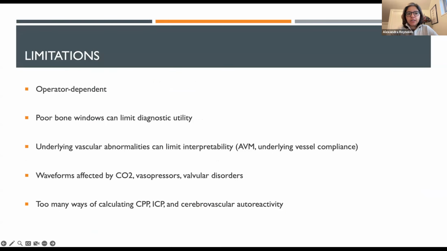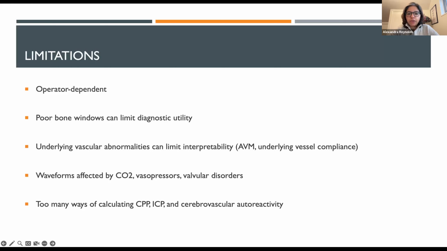Again, limitations: TCDs are operator dependent, especially if you are not TCD trained. It can be very challenging. Anywhere from 10 to 20% of patients have poor bone windows in the temporal bones, which can limit how well you can use it. If there are vascular abnormalities, it can limit how to interpret.